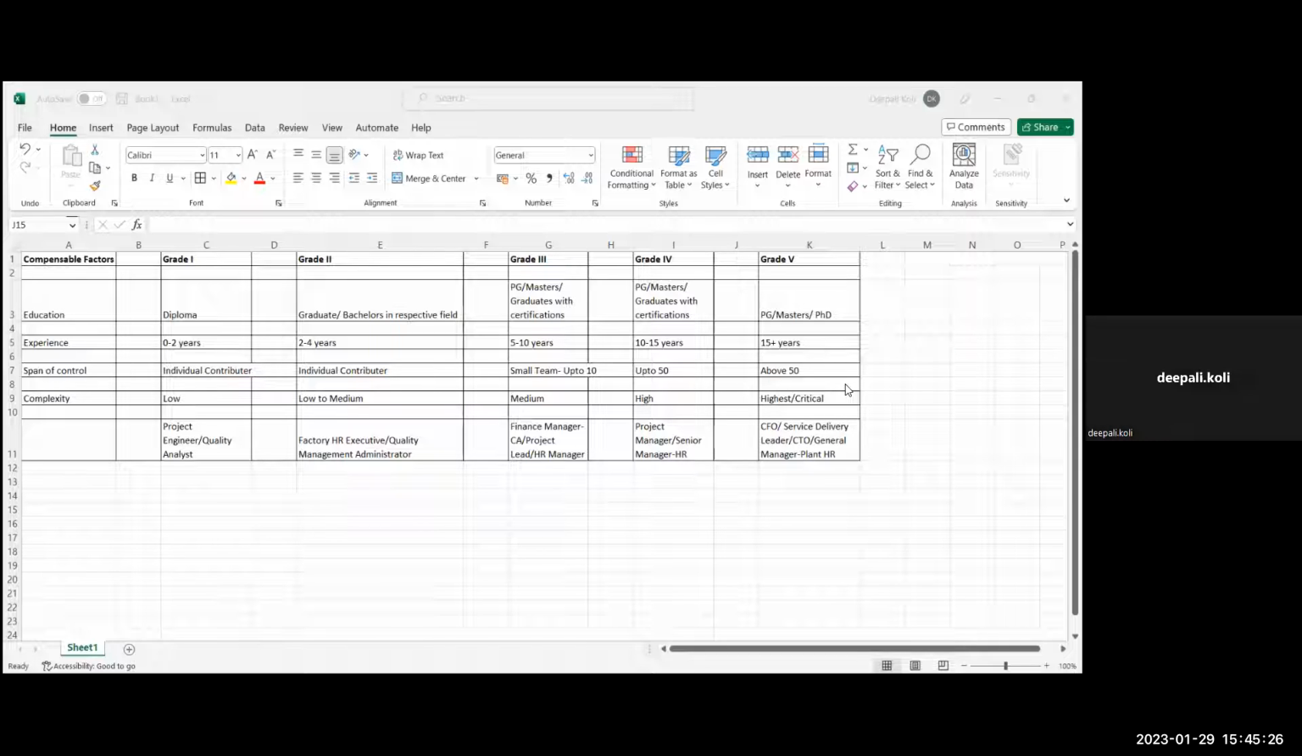More than 10 years of experience is what we are looking at, and a span of control of up to 50, specifically for a project management kind of role. Of course, when it comes to HR or finance, it can range between 10 to 30 or 10 to 20 as well, depending upon the function that we are dealing in. Last one is grade 5. We are saying PG, masters, as well as PhD, more than 15 years of experience. Of course, it will be the highest complexity, and therefore the designations here we are looking at is a CFO or a CTO or a service delivery leader or a plant HR, etc.